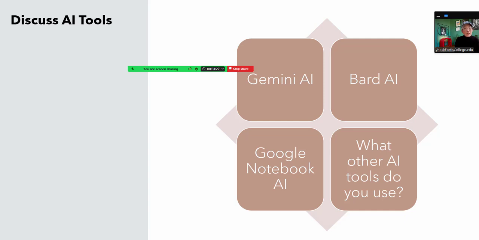There are many different kinds of AI tools. I would say there's like hundreds of them out there. But the ones that are most well known are ChatGPT, Gemini AI, Bard AI, and then there's Meta AI. And also, I couldn't fit them all in here.